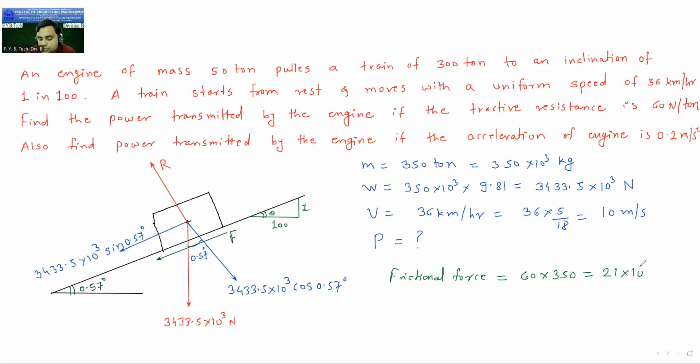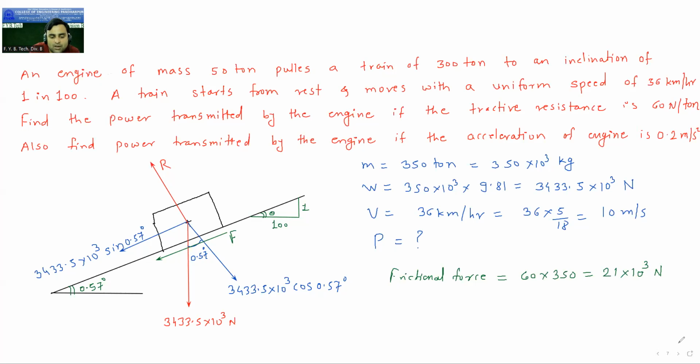21 into 10 raised to 3 Newton. Okay, it is 21 into 10 raised to 3 Newton. So in the first part, find the power transmitted by the engine if the tractive resistance is 60 Newton per ton. So here the first part is there. And the second part of the problem is also find the power transmitted by the engine if the acceleration is 0.2. So first we will solve the first part.